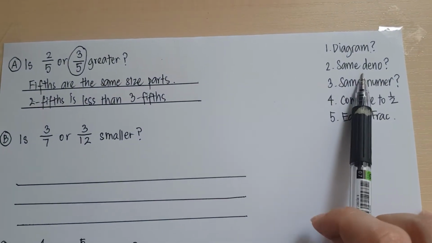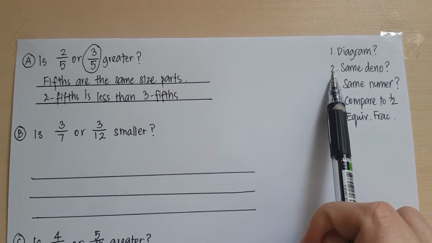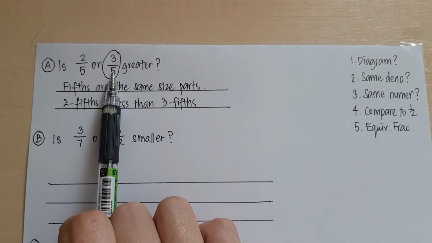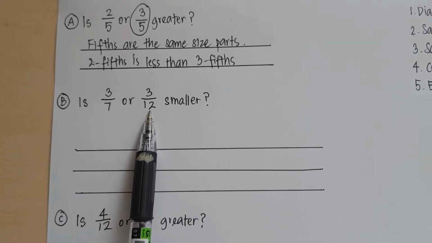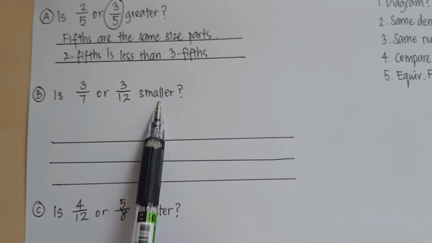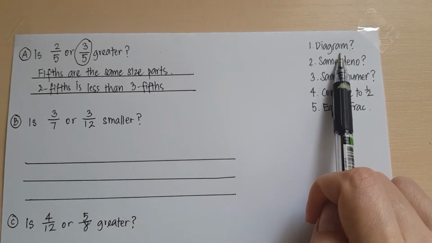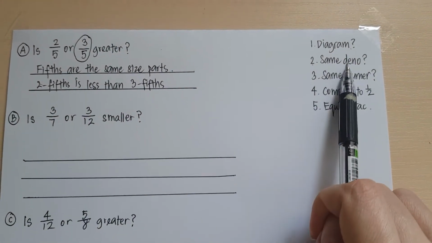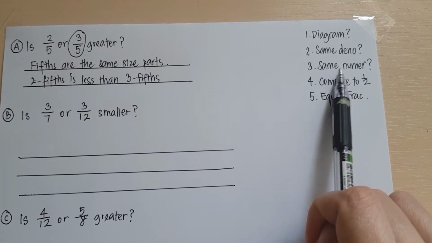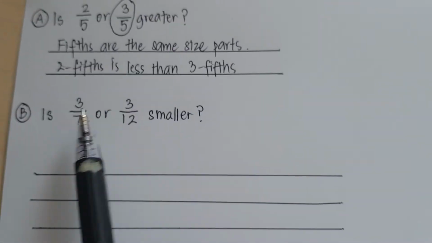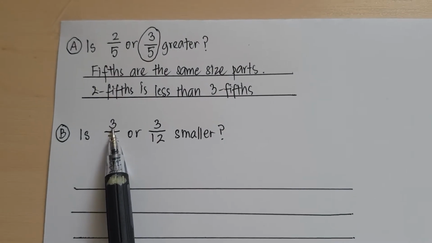So which one have we used? The method we have used is number 2, same denominator. Now let's look at the second question. Is 3/7 or 3/12 smaller? Let's go down our list. Did they give us a diagram? Nope. Do they have the same denominator? Nope. Do they have the same numerator? Yes, they do. They have the same number of pieces.